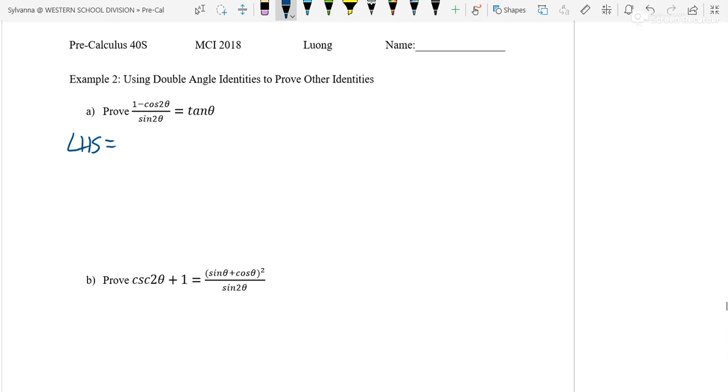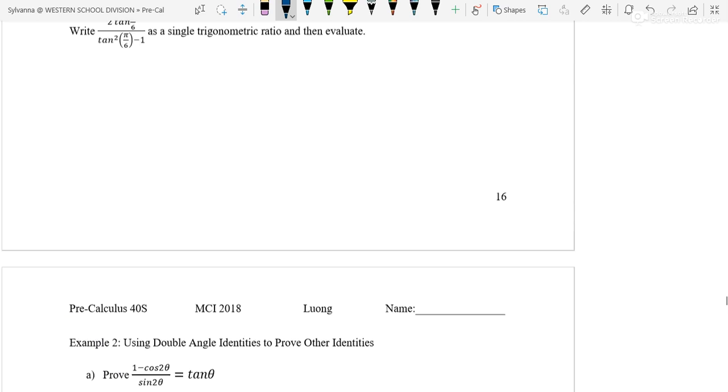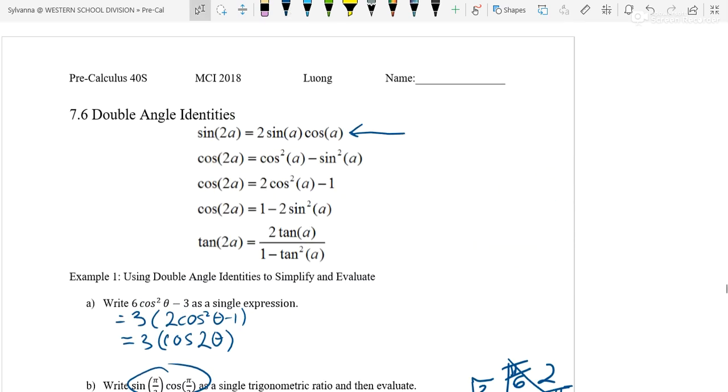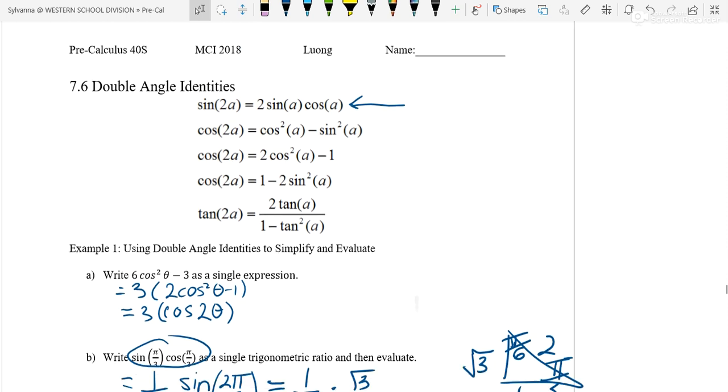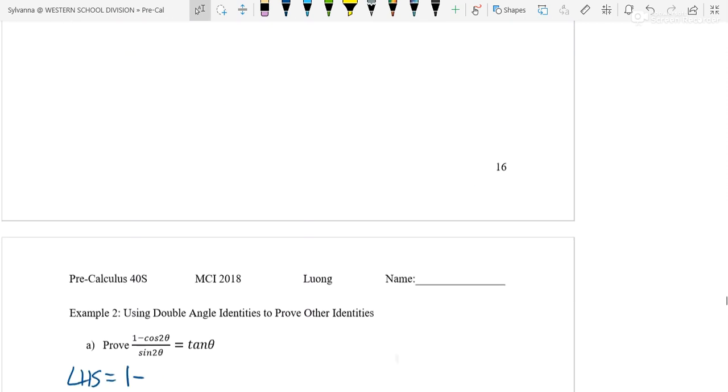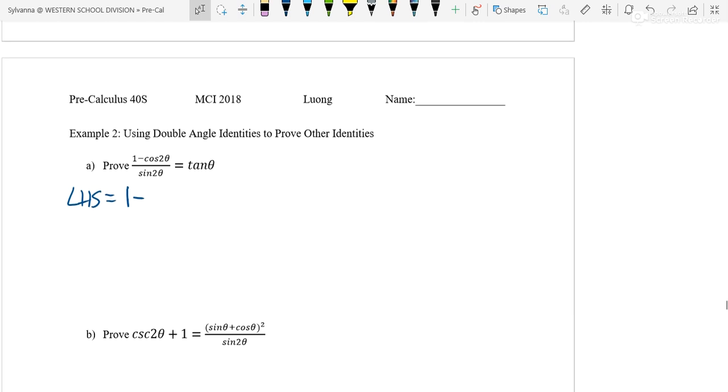So 1 minus cos 2 theta, well, if we look at our identities up here, I have 3 to choose from. But I have to be smart about it. So let's take a look again at what we have. With sine 2 theta, that automatically becomes 2 sine theta cos theta. I only have one identity for sine 2 theta, and I have to use that one.